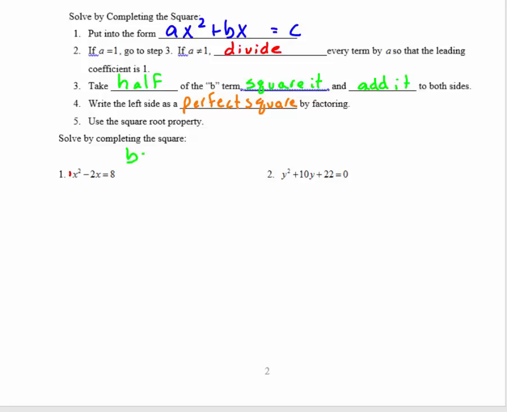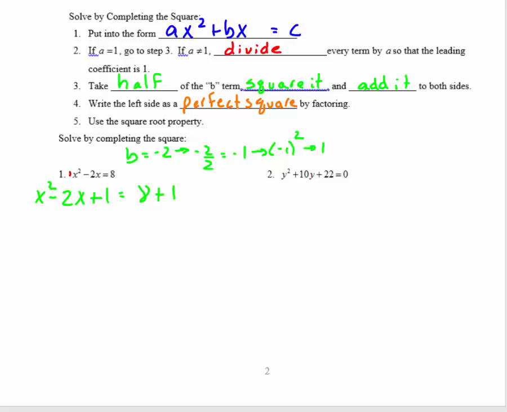Well, b is negative 2. So we're going to divide negative 2 by 2, and we're going to end up with negative 1. Then what do we do with the negative 1? We then square it, and that's going to give me a positive 1, and we're going to add 1 to both sides. So that's going to look like x squared minus 2x plus 1, equaling 8 plus 1. So let's go over that again. We took half of the b term, so divide b by 2. Whatever that number is, then you square it, and that's the number you add to both sides.